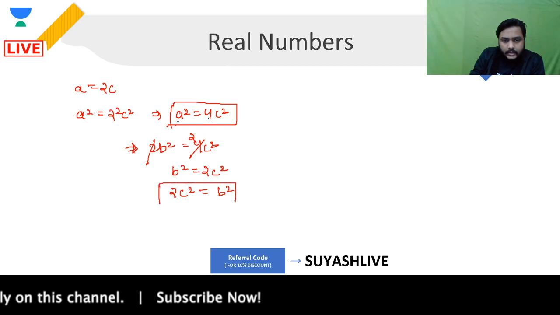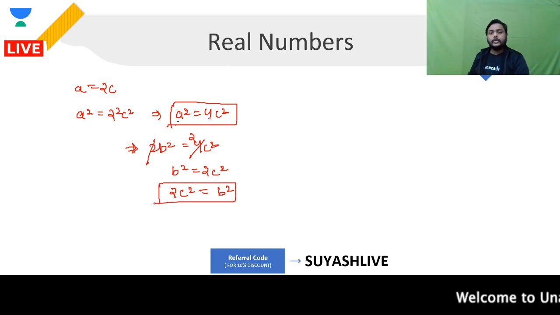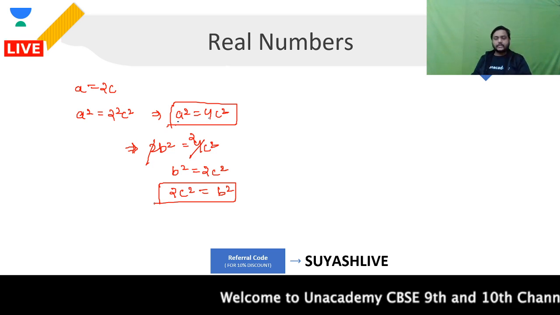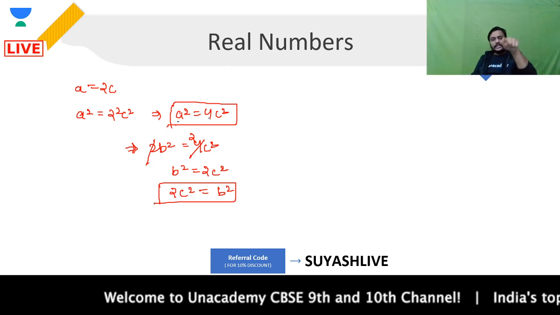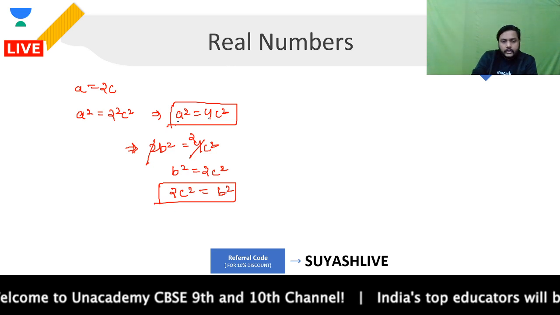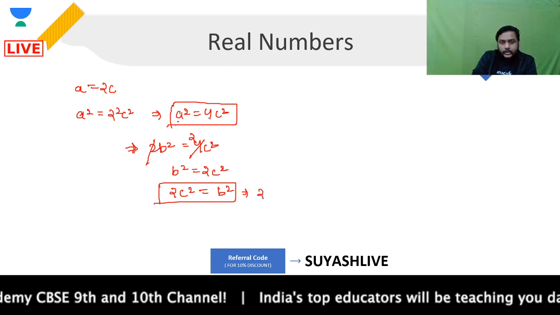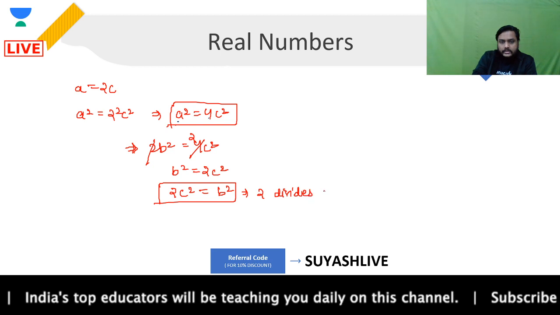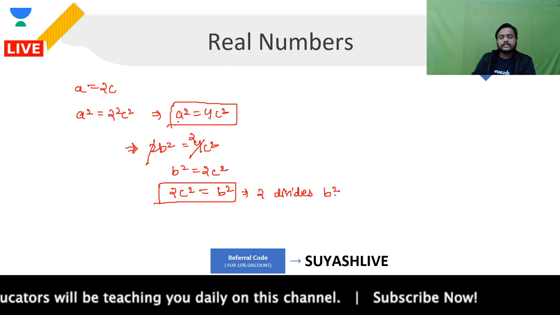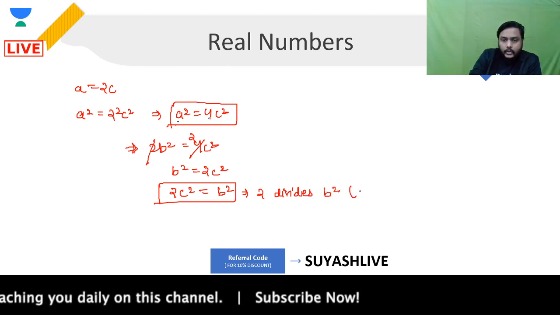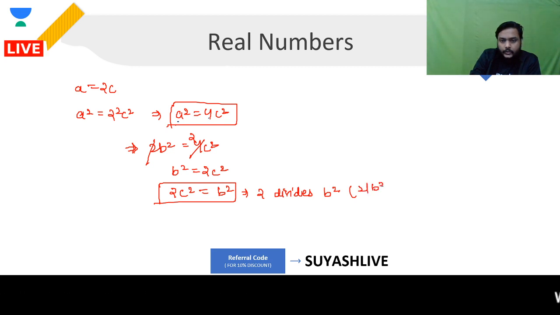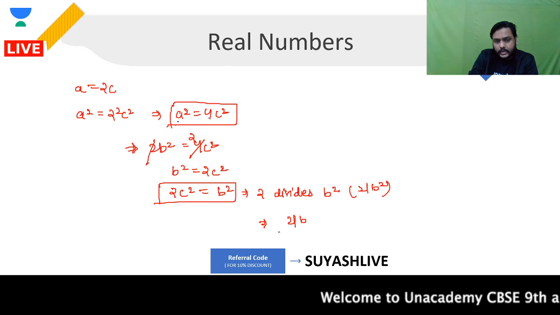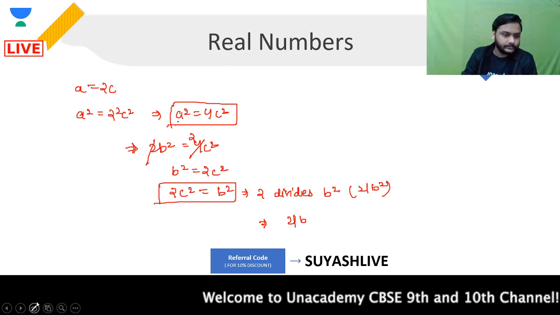What does this mean? It clearly means that 2 divides b square. Focus, when 2 into c square is b square, it means what? It means that 2 divides b square. And again the same story guys, when 2 divides b square, then it implies that 2 divides b as well. How many of you are clear with this?